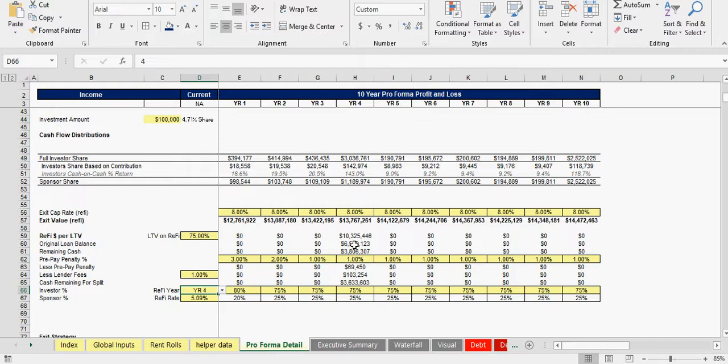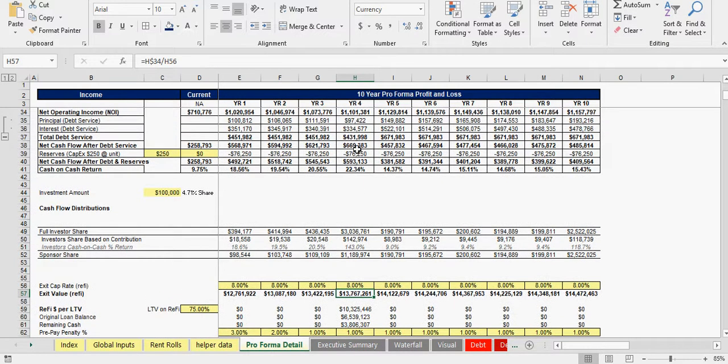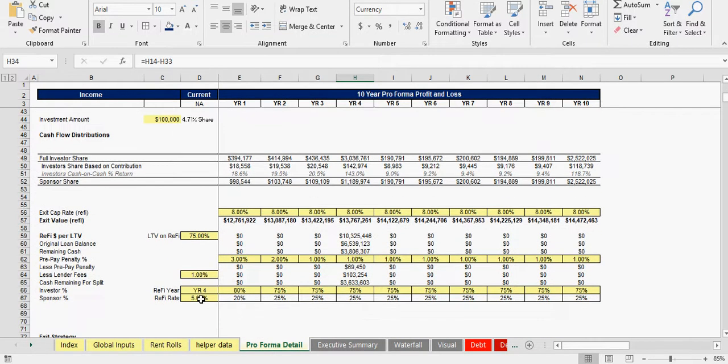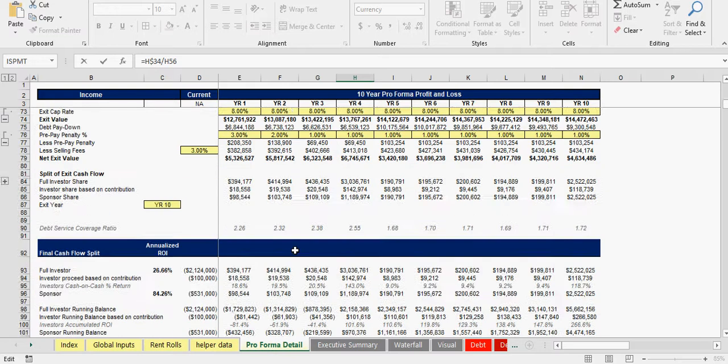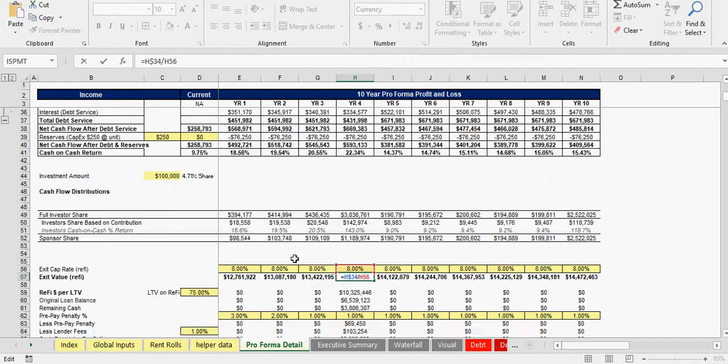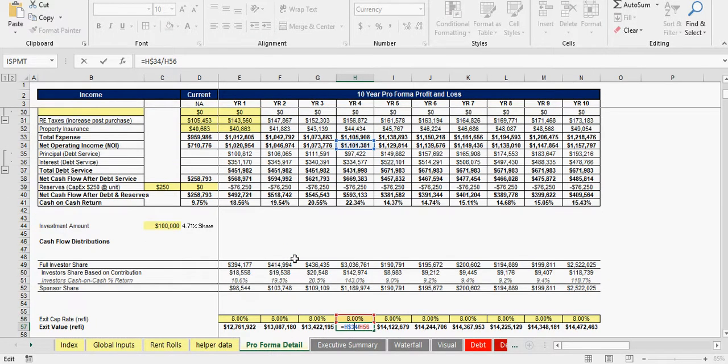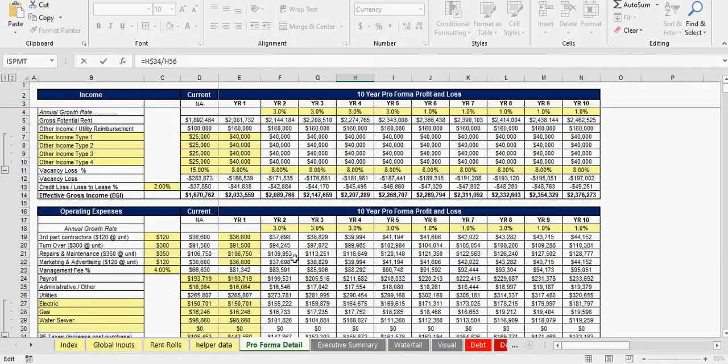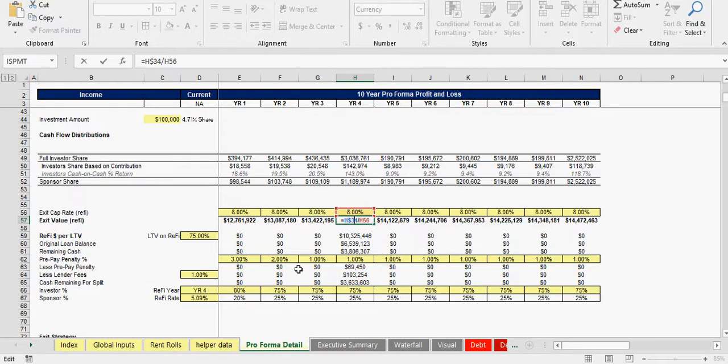And you can see here the exit value is 13 million, add that net operating income here at 1.1 million. I think it's using this refi rate. It's using, I'm trying to see here. It's using H34, H6, just seeing what the cap rate is. Oh, duh. We put it right here.